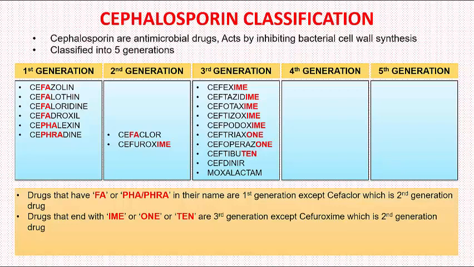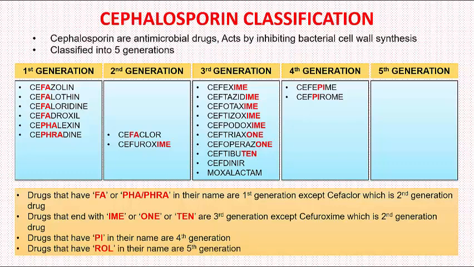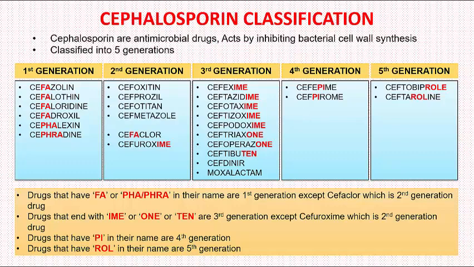Now we come to the fourth generation cephalosporins. The trick here is that the drugs that have PI in their name are fourth generation cephalosporins. So we have cefepime and cefpirome. Now we come to the last, fifth generation cephalosporins. In this, the trick is that the drugs that have ROL in their names are fifth generation cephalosporins. So we have ceftobiprole and ceftaroline. All the remaining drugs we can easily classify as second generation cephalosporins such as cefoxitin, cefprozil, cefotetan and cefmetazole.